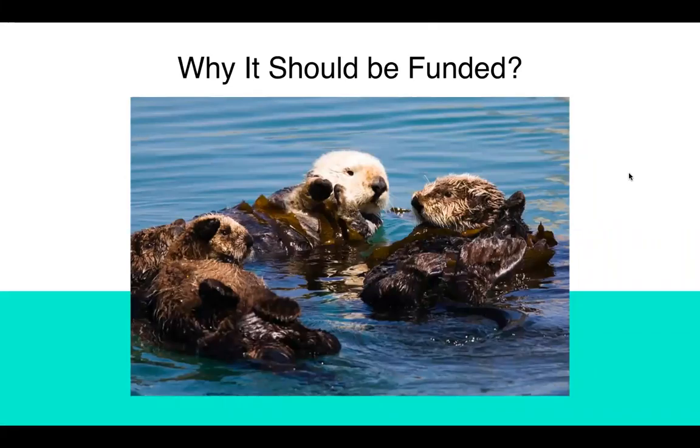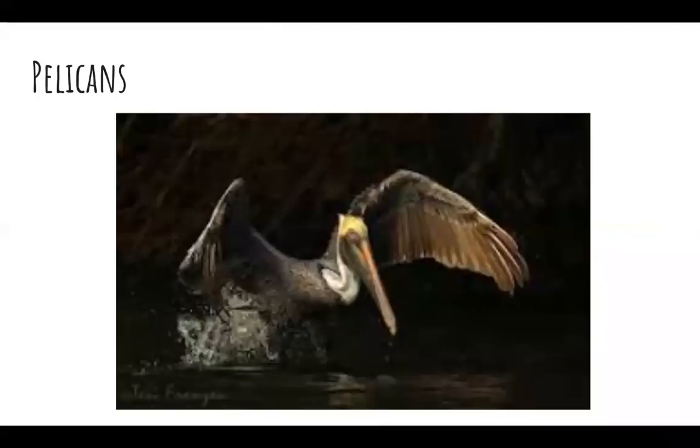In 1902, Theodore Roosevelt set aside Pelican Island, now known as Pelican Island National Wildlife Refuge. And since then, they've worked to restore specifically the brown pelican.